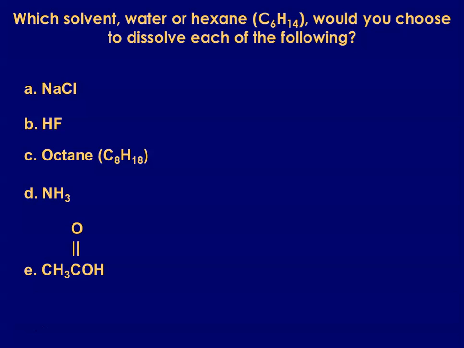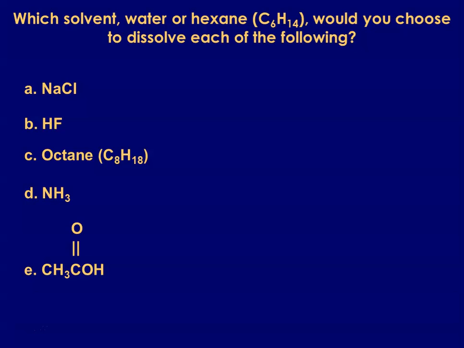So which of these solvents, water or hexane, would dissolve the following substances? Remember that water is very polar. It's got hydrogen bonding taking place, while hexane is very nonpolar. It's got a lot of London dispersion forces. So if we look at NaCl, NaCl is an ionic compound. It is a polar molecule.